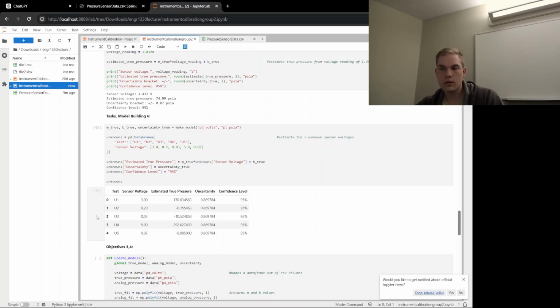It then applies the formula to every row by taking each voltage value multiplied by M true, add B true, and then store in a new column. And it does these automatically and at the same time. Then adds uncertainty, adds a confidence label, and gives us a final output of the test ID, voltage, estimated pressure, uncertainty, and confidence level, all in one table.